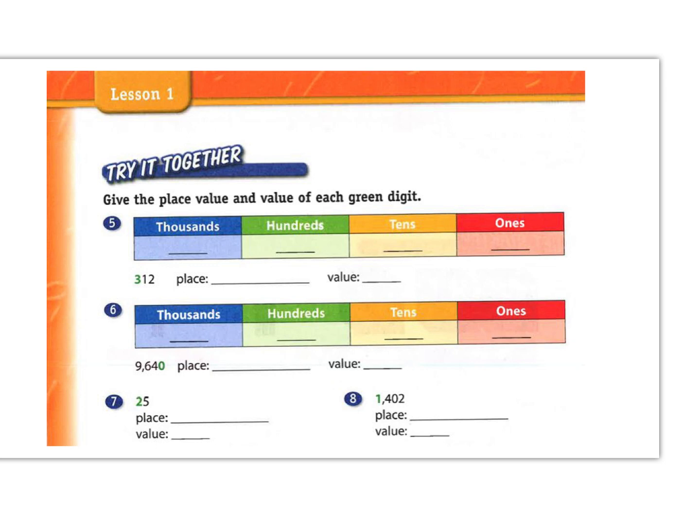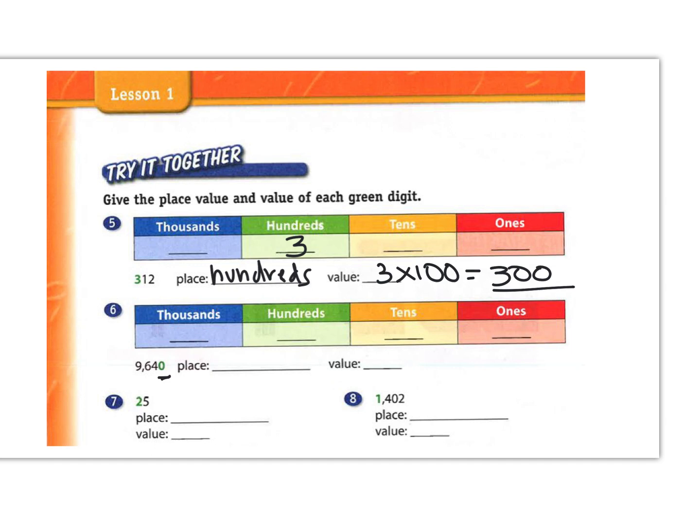All right, on this page, for number 5, it says give the place value and value of each green digit. So we're going to look just at the green digit, okay? So the 3 is in the hundreds place. So the place we can write is hundreds. And then the value of that would be 3 times 100. So the value equals 300.